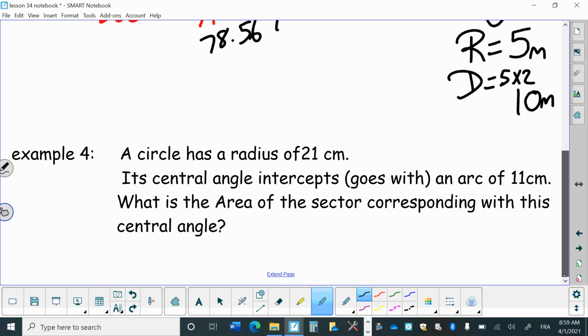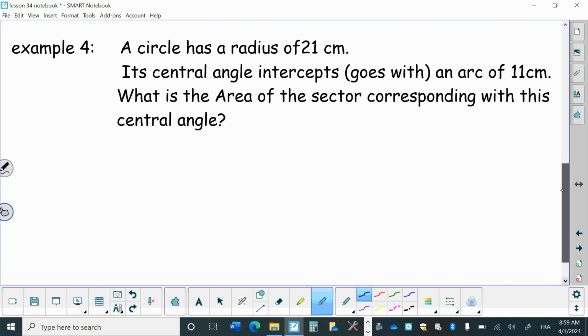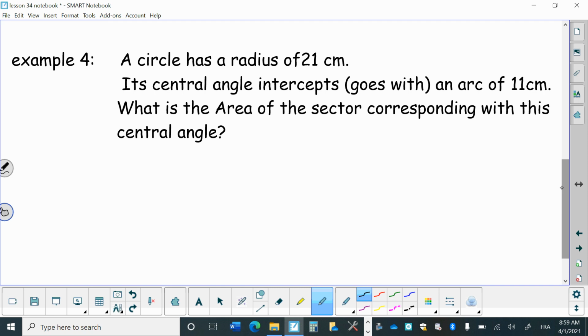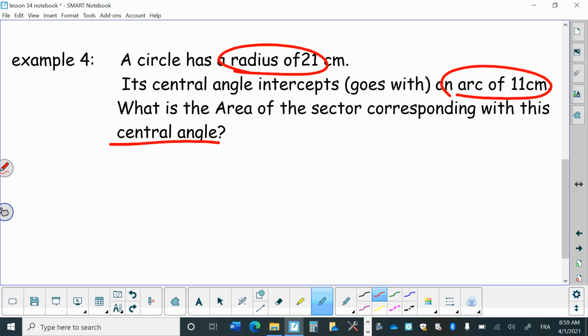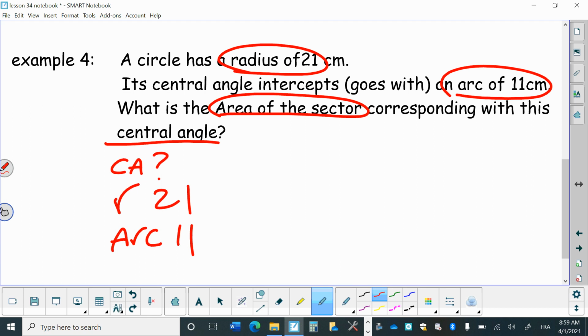Last question. This question is actually going to use 4 different formulas. Always read through your question, pull out the information that's important. Radius is 21. Arc is 11. I don't have the central angle. Central angle is missing. And they're asking you what is the area of the sector. So you have radius is 21, you have arc is 11, you don't have the central angle, and your main question is what is the sector?